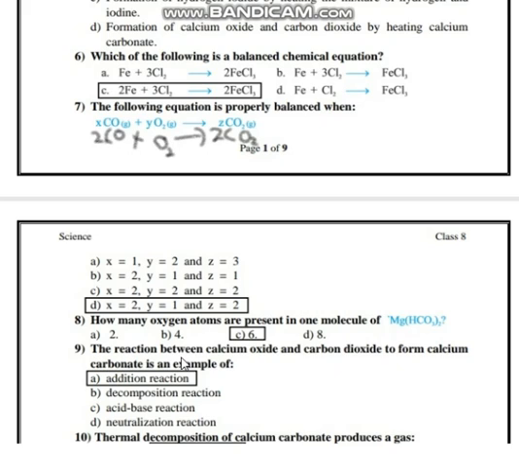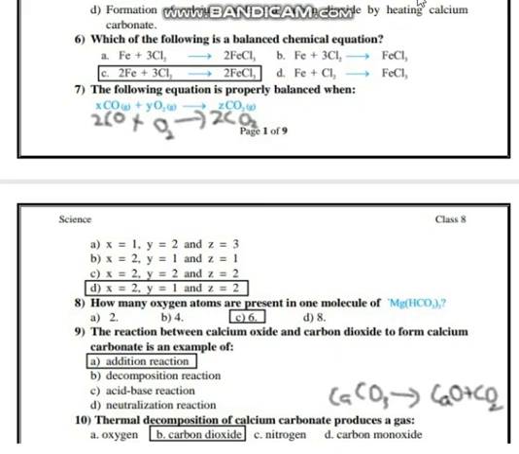Next, question number 9: the reaction between calcium oxide and carbon dioxide to form calcium carbonate is an example of... As we have already discussed, in an addition reaction 2 reactants react and 1 product is formed. So when calcium oxide and carbon dioxide react and form 1 product, calcium carbonate, it is an example of an addition reaction.